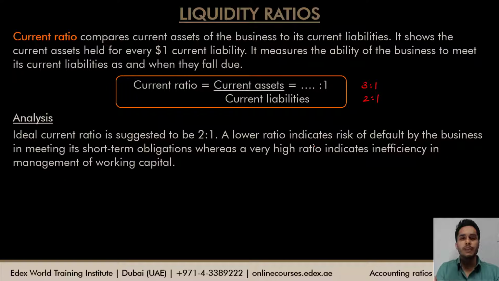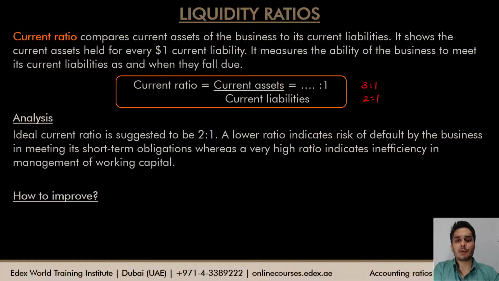What happens if the current ratio is lower than 2:1? It indicates a risk of the business being unable to meet its current liabilities in the short term. And what if the ratio is higher than 2:1? Obviously the business would be able to meet its liabilities, but it also indicates inefficiency in the management of current assets. Maybe the business is holding a lot of inventory, or a lot of trade receivables, not able to collect the debts from its customers on time, or a lot of cash or bank balances are left idle. All these indicate inefficiency in management of working capital or current assets.